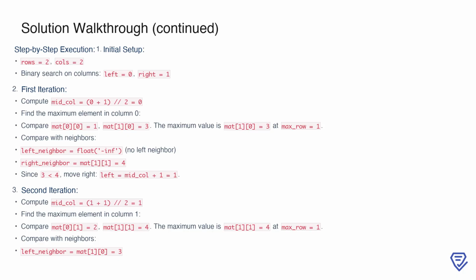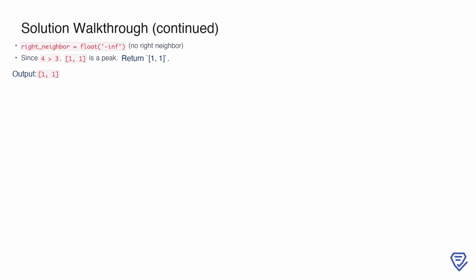Now, we find the maximum element in column 1. Comparing the rows, mat[0][1] equals 2 and mat[1][1] equals 4, the maximum is mat[1][1] equals 4, located at max_row equals 1. Finally, we compare the value 4 with its neighbors. The left neighbor is left_neighbor equals mat[1][0] equals 3, and there is no right neighbor, so we treat it as negative infinity, right_neighbor equals -inf. Since 4 is greater than 3 and there is no larger neighbor to the right, 4 is determined to be a peak. The peak is located at position (1, 1), and we return this as the output.